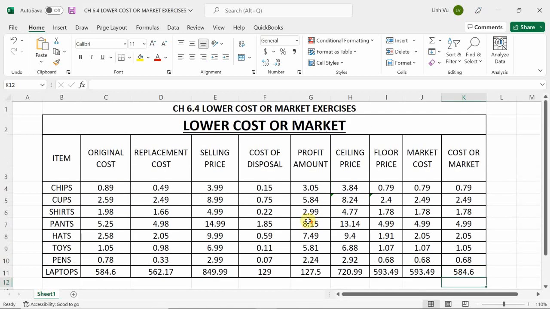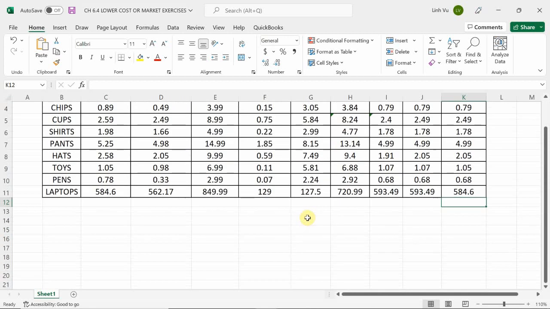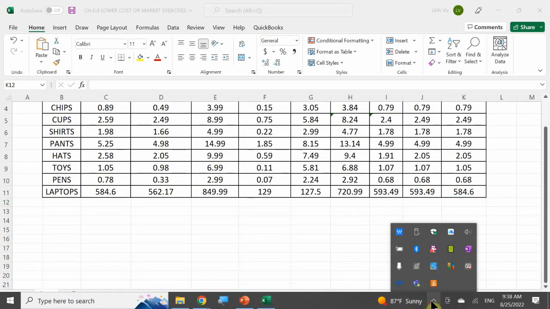All right, good job. And that is it. Any questions in regards to the lower of cost or market?